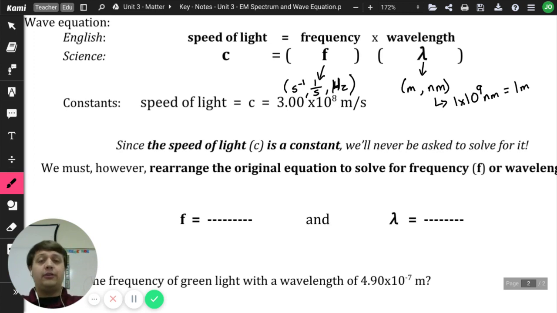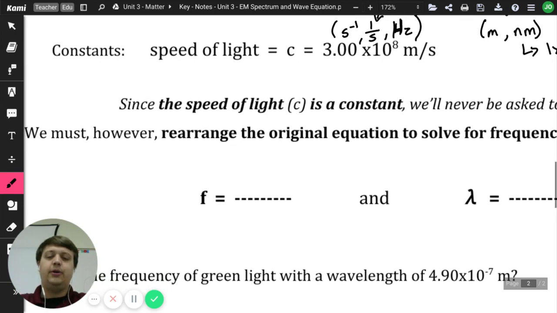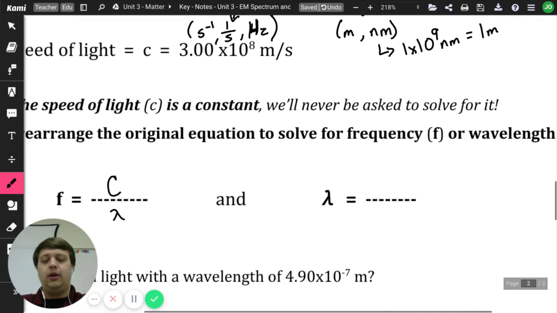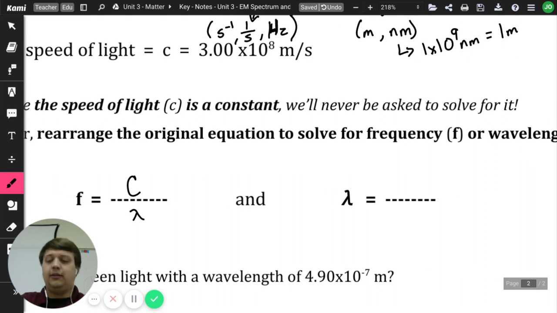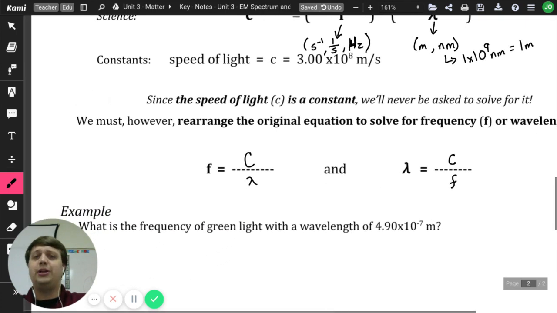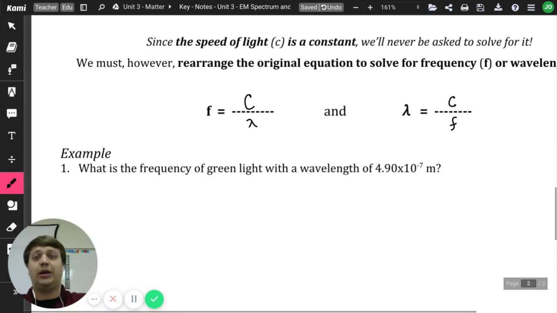So what we do need to do is solve for frequency or to solve for wavelength. So you do need to know how to rearrange that equation. If I'm solving for frequency, frequency is going to be the speed of light divided by wavelength. If I'm solving for wavelength, it's going to be the speed of light divided by frequency. It is fairly simple in terms of actually figuring out how to solve it, but you do need to keep those in mind and make sure you're ready to actually manipulate that speed of light equation.